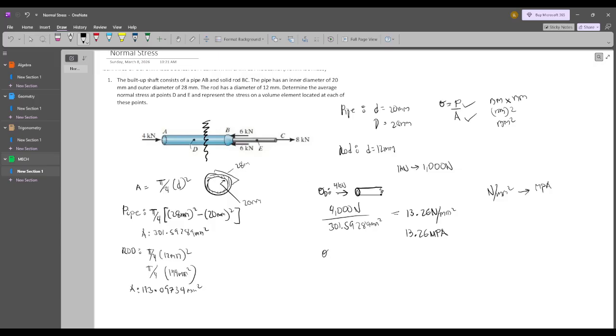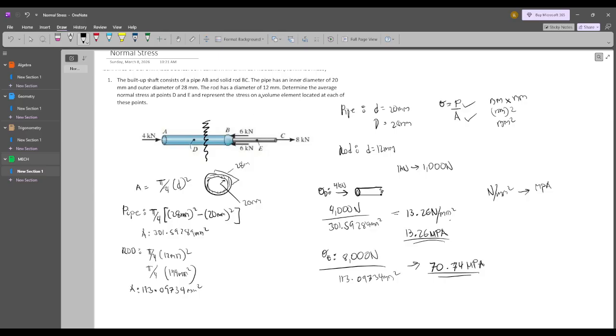Now let's head on to the rod. The stress of the rod at point E. We'll just substitute the values. 8,000 newtons over 113.0973 millimeters squared. That'll give us 70.74 megapascals. We've now solved for the stresses at each point, D and E.